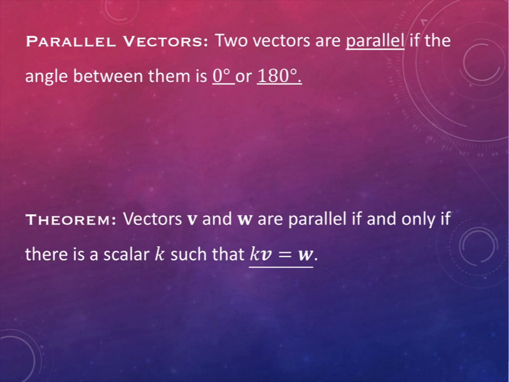It's similar to what it means for lines to be parallel, but it is a little bit different too. So we want to be a little bit careful here. Two vectors are parallel if the angle between them is 0 degrees or 180 degrees. Now that is not at all how we describe parallel lines, but the image is quite the same.